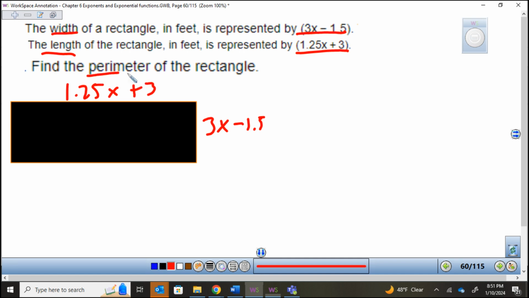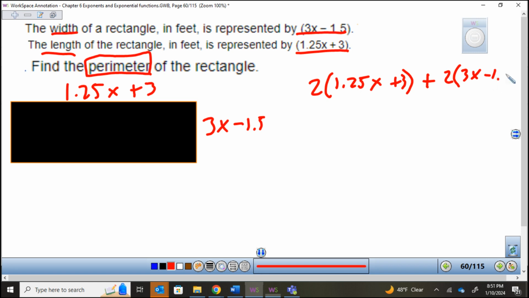Now, we're looking for the perimeter of the rectangle, which is really the distance all the way around the rectangle. So really, if you think about it, those sides can be reflected on both sides. So really, we have two of the 1.25x plus 3 sides. And we have two of the 3x minus 1.5 sides. So if we're going to get the perimeter of the rectangle, we have to do 2 times each of those sides. Now, we can go ahead and do the distribution.